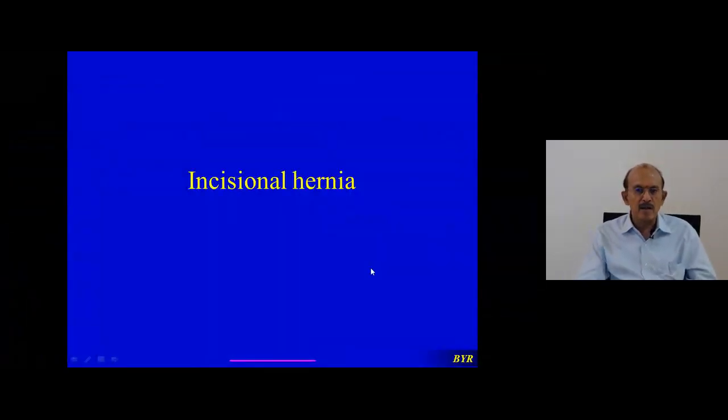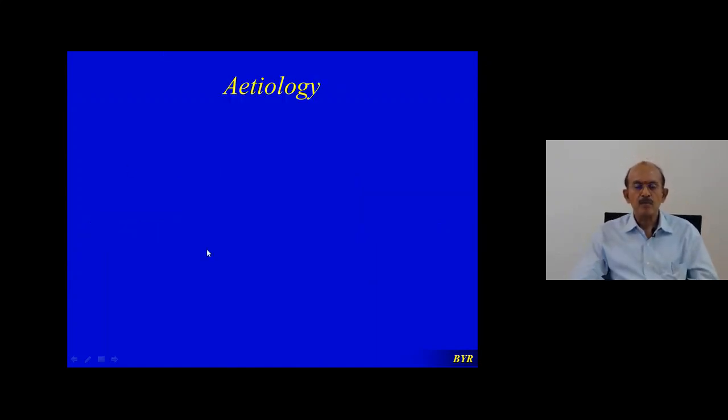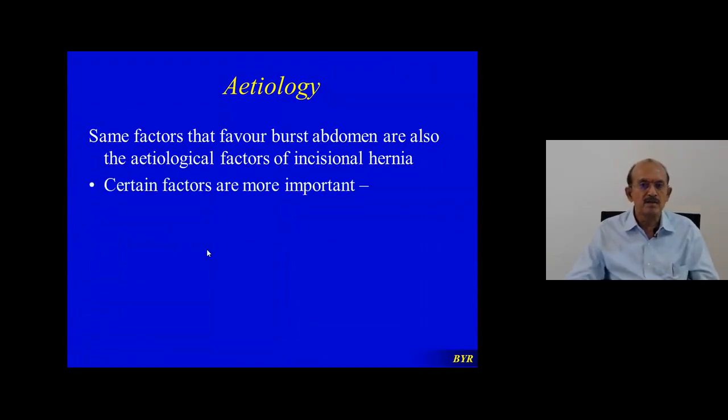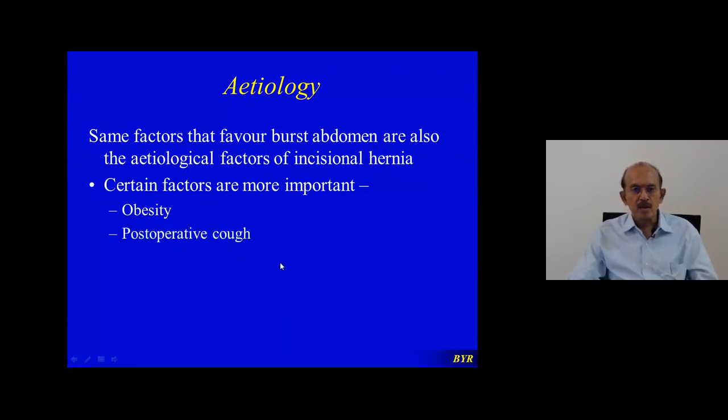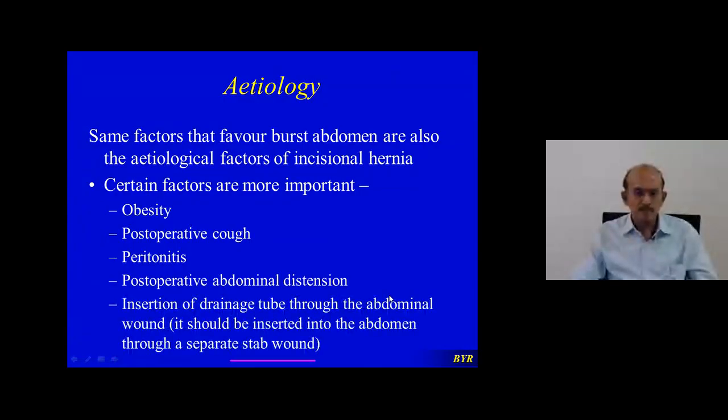Okay, incisional hernia. Synonyms: ventral hernia and postoperative hernia. Etiology: the same factors that favor burst abdomen are also the etiological factors of incisional hernia. Certain factors are more important: obesity, postoperative cough, peritonitis, postoperative abdominal distension, insertion of a drainage tube through the abdominal wound.